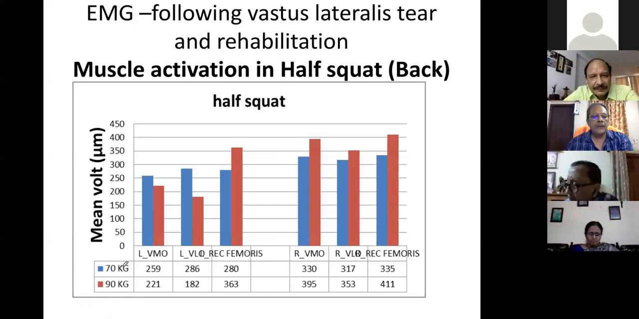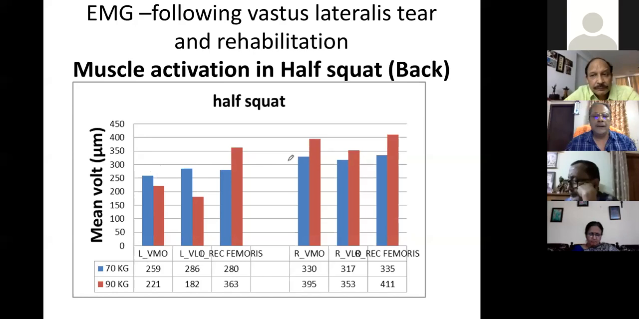So when a load of 70 kg was given, he is in the rehab mode, so we have not gone up to even 75% of his one rep max, it's less than that. When he is doing it with 70 kg, relatively he is in a position to perform quite well. All the muscles in the quadriceps of the left leg are activating. But relatively, the right leg is activating more because of injury fear, there's quite a possibility that he may be shifting more weight onto the right side.